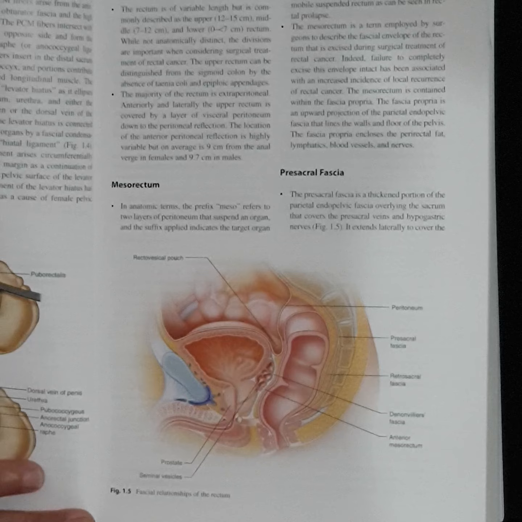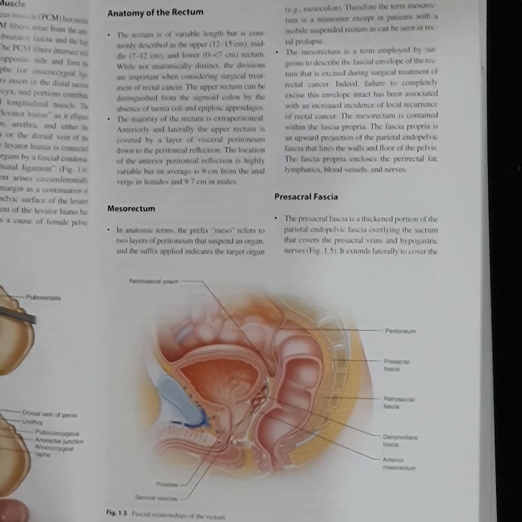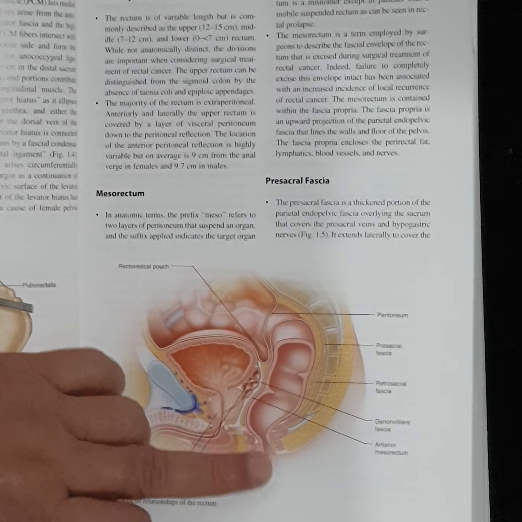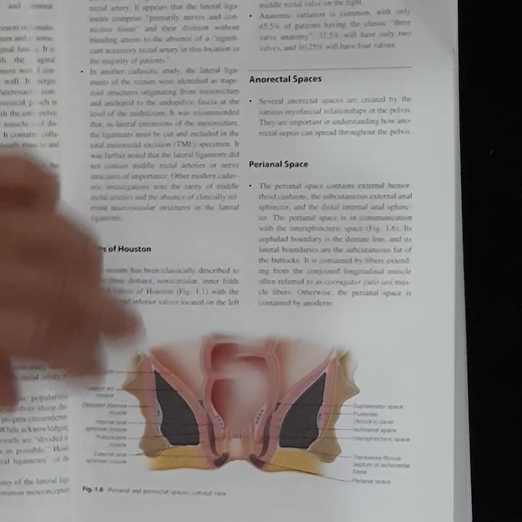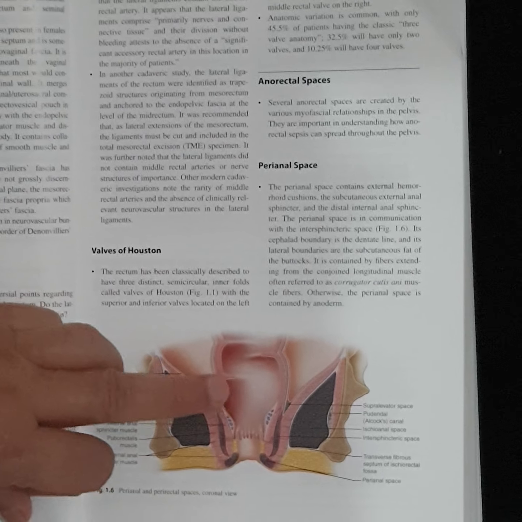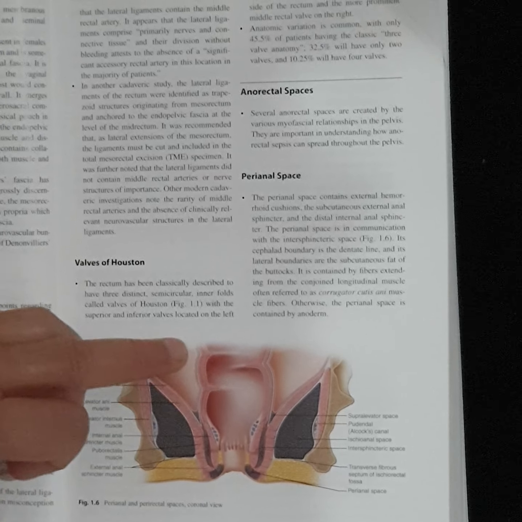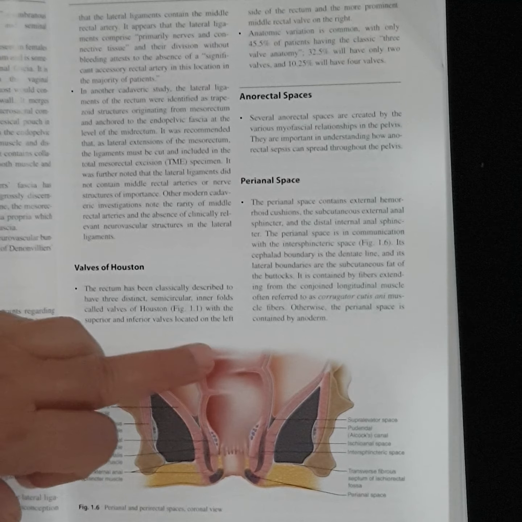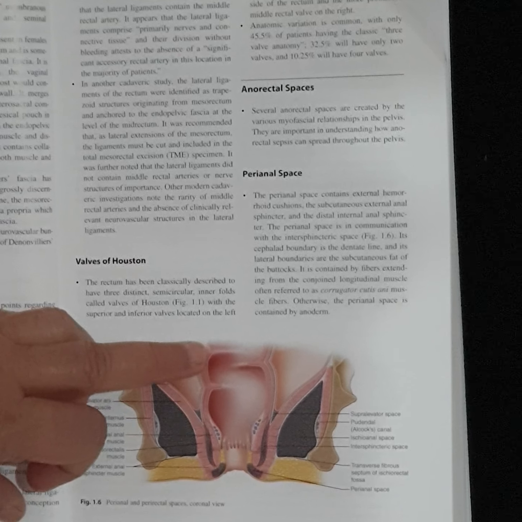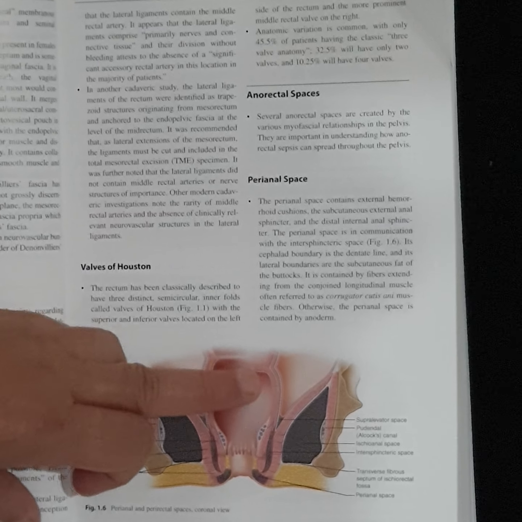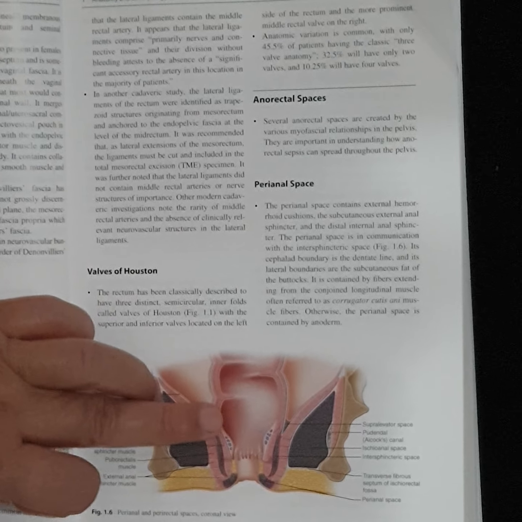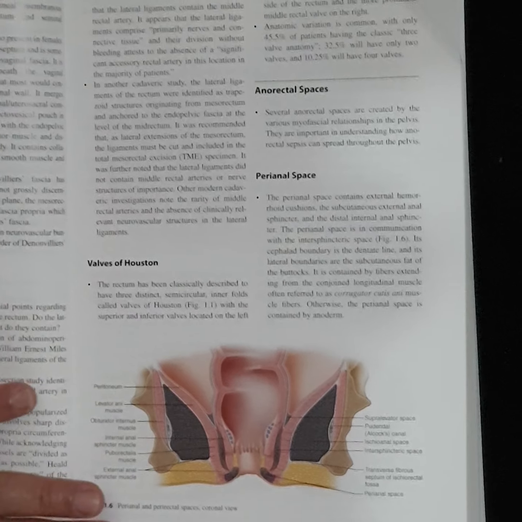Now you see, from inside you can see there are valves of Houston. There are 2 on the left side, superior and inferior. It's a valve-like infolding of the mucosa. We call it the valves of Houston. So 2 on the left, 1 on the right: superior and inferior on the left, and the middle on the right.